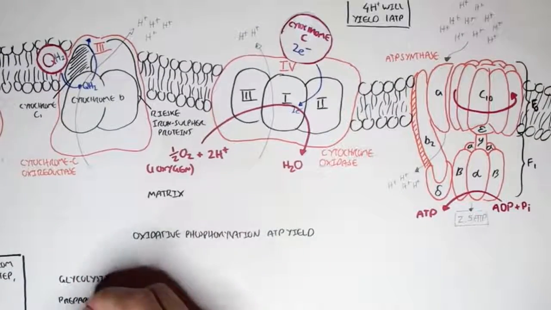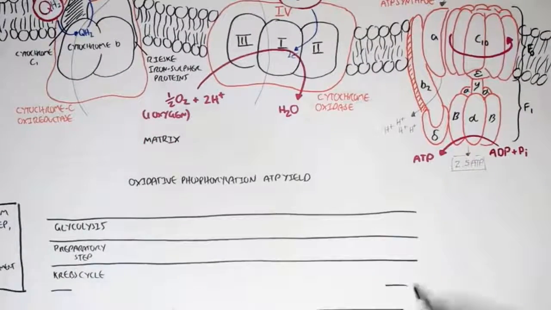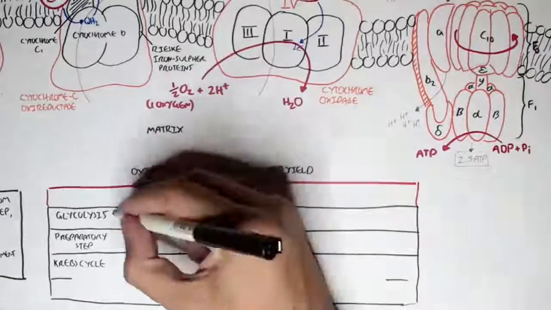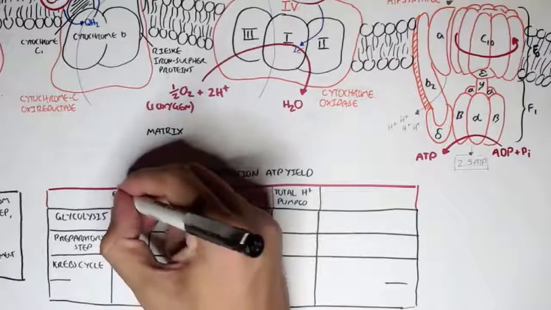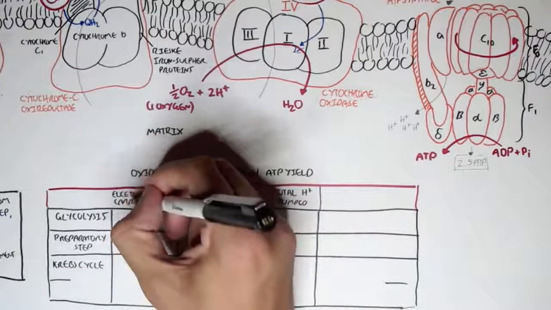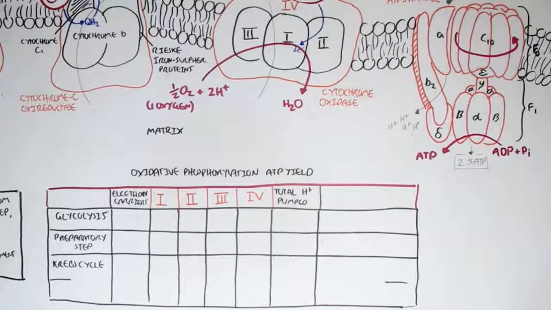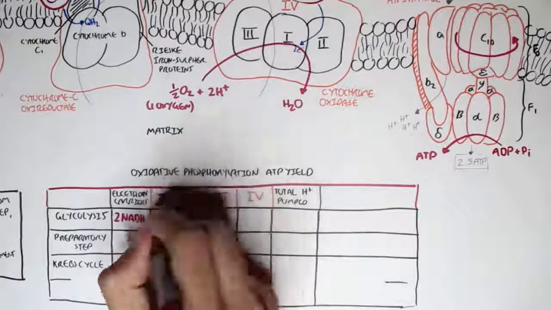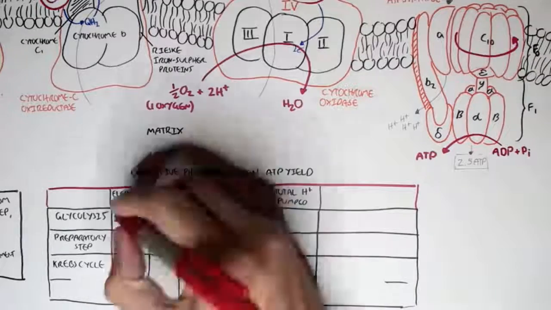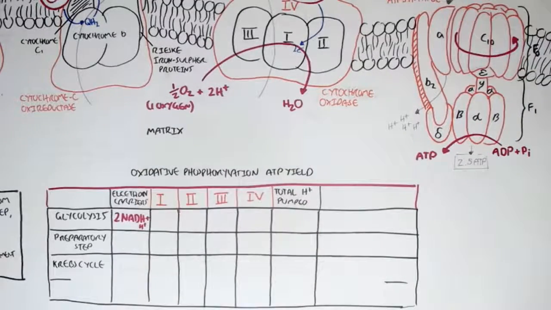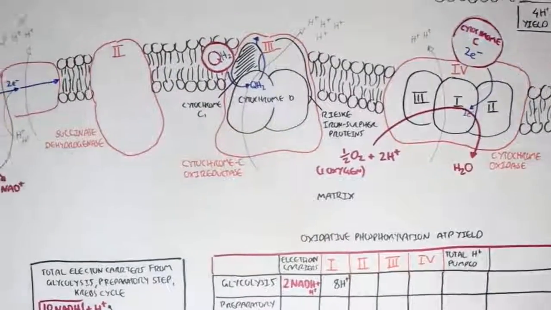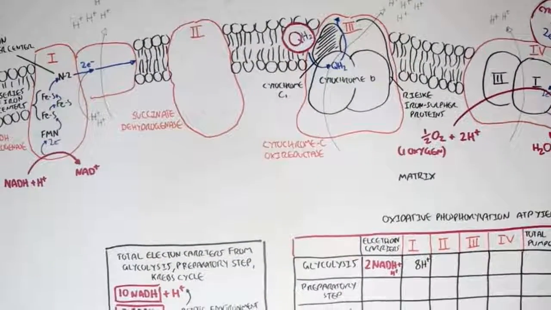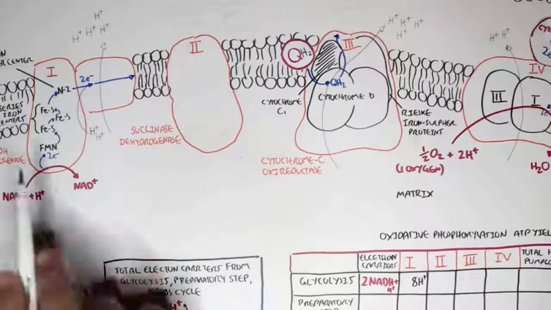So let us draw up a table of oxidative phosphorylation and the ATP yield. So let's look at all the processes beforehand which provided the electron carriers, beginning with glycolysis. Glycolysis, if you remember, produced two NADHs. Now, if NADH, the electron carrier, is in complex 1, it will pump out a total of 8 hydrogen ions from the matrix into the intermembrane space, because for one NADH it's 4, remember.